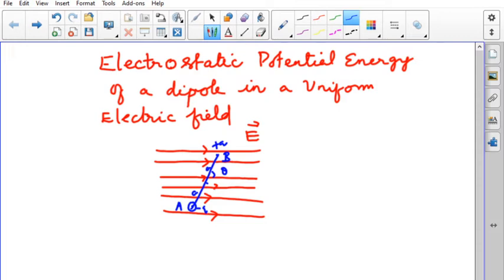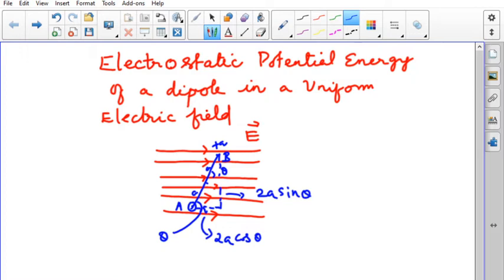This is going to be the perpendicular distance of the dipole, represented as 2a sin theta, and this distance is represented as 2a cos theta from the triangle. Here we have marked theta, and this angle is also theta. So from the triangle law we can find sin theta and cos theta, and we get this distance as 2a cos theta and the perpendicular distance as 2a sin theta.